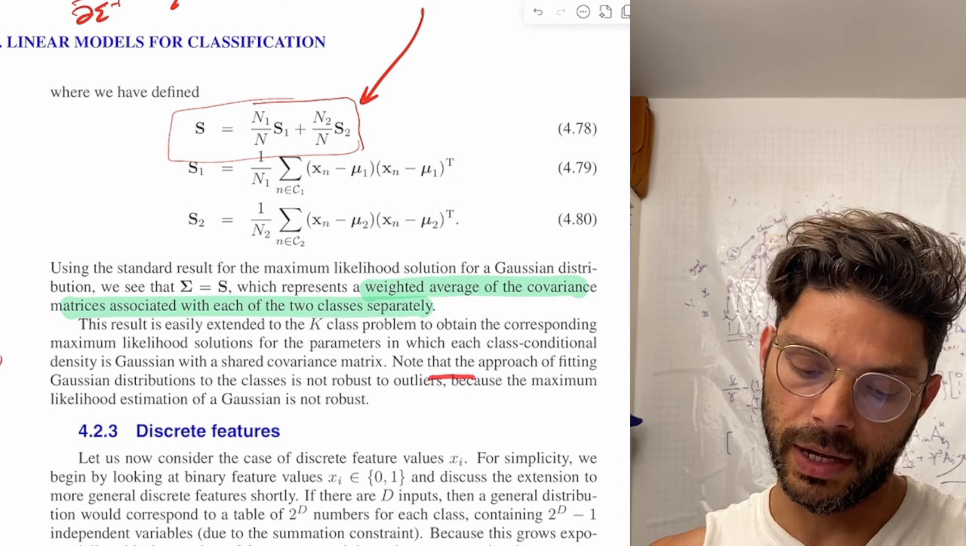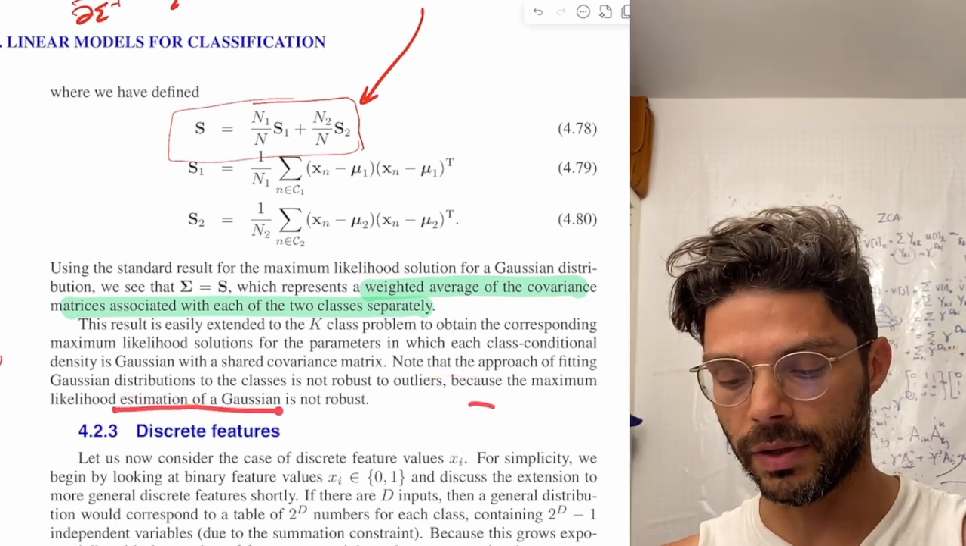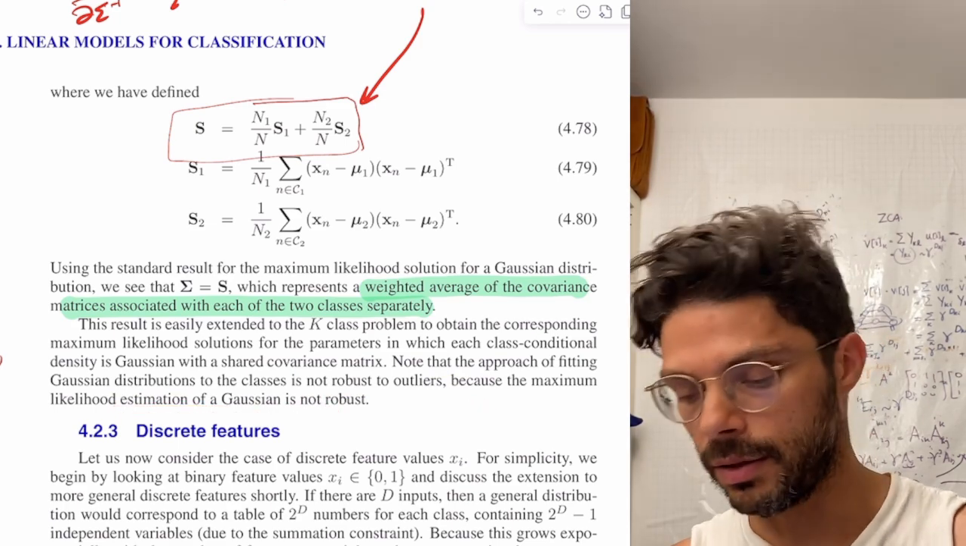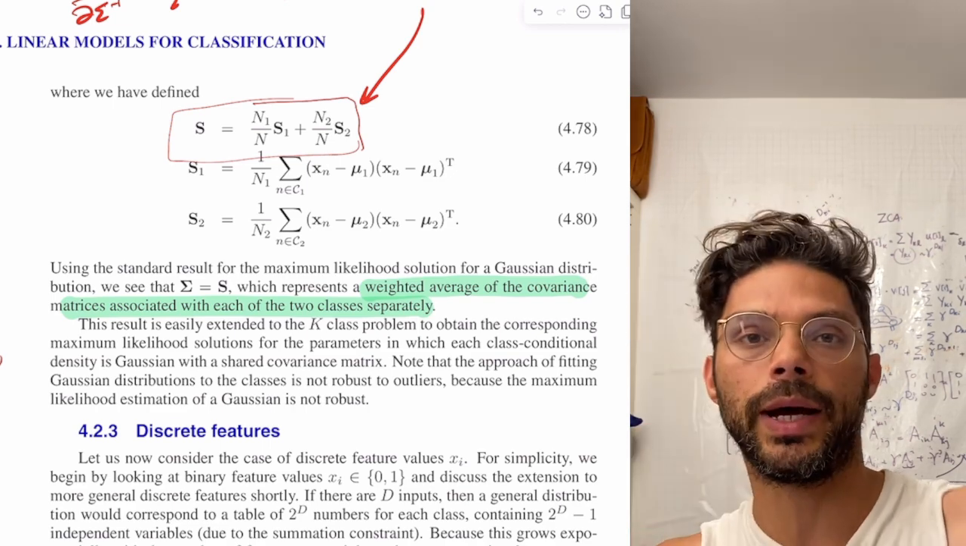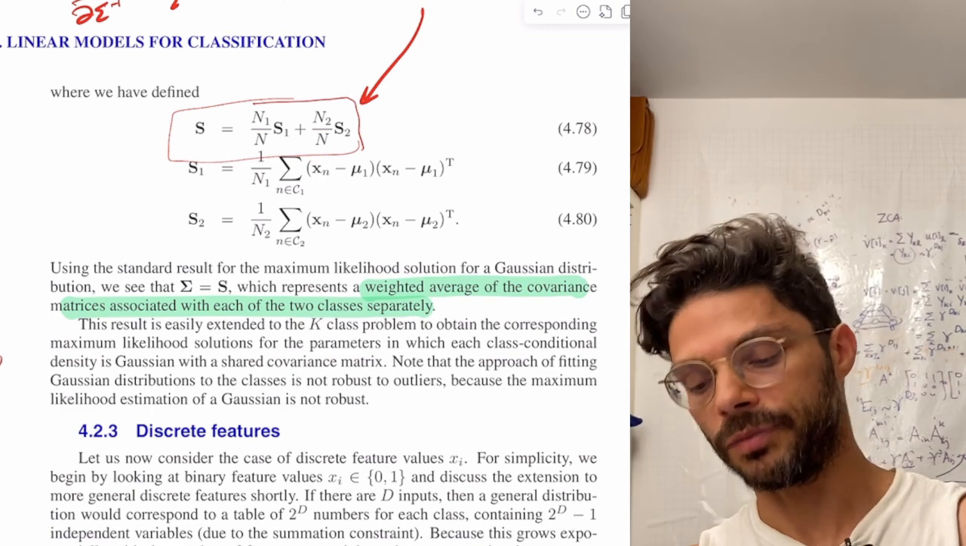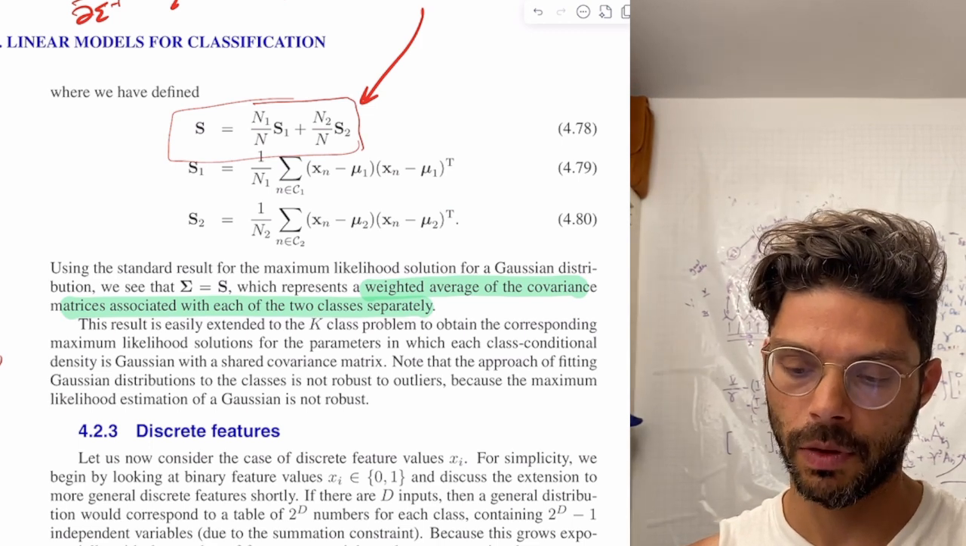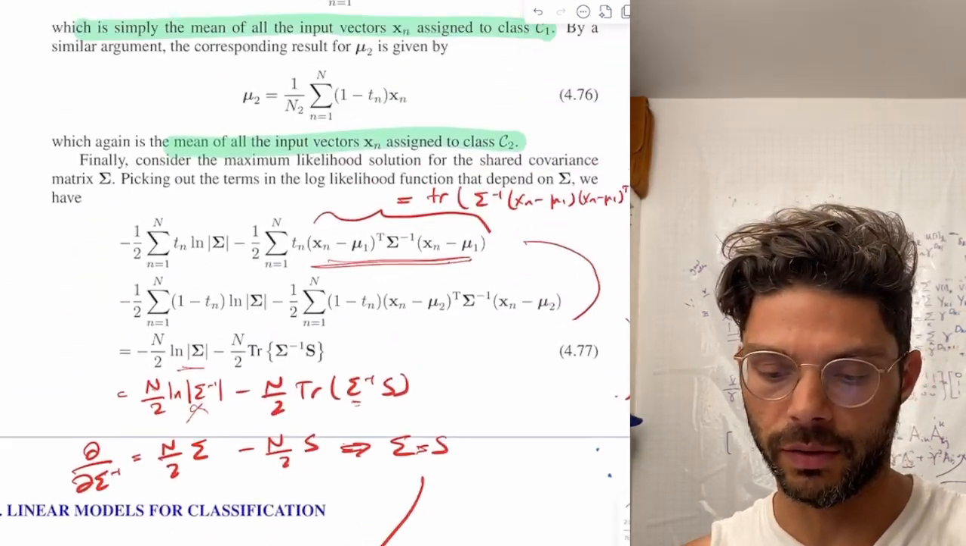The approach of fitting Gaussian distributions to the classes is not robust to outliers because the maximum likelihood estimation of a Gaussian is not robust. This is basically the same issue we had: if you have a point way out in the distance, it's going to tilt everything towards it. So just keep that in mind. We've already talked about this in the past. Great, so I think that's all there is to it.